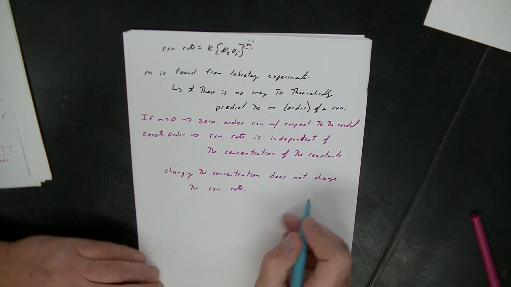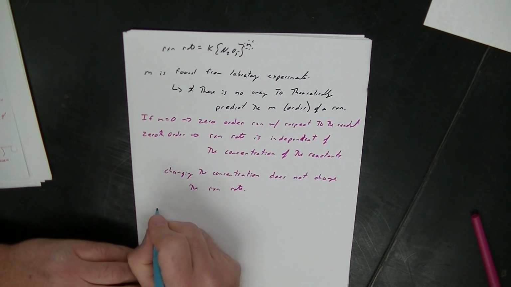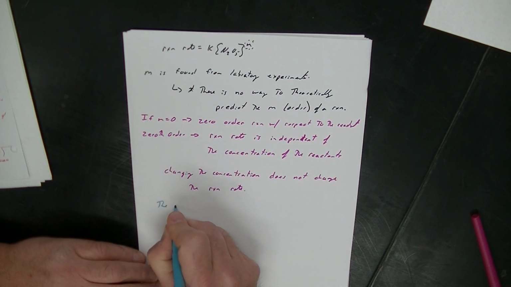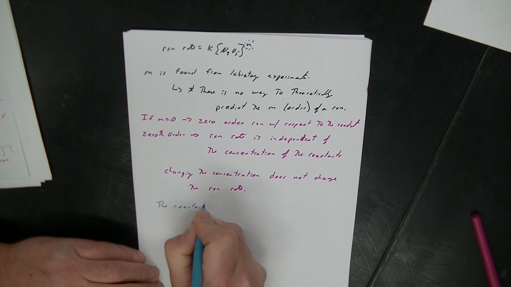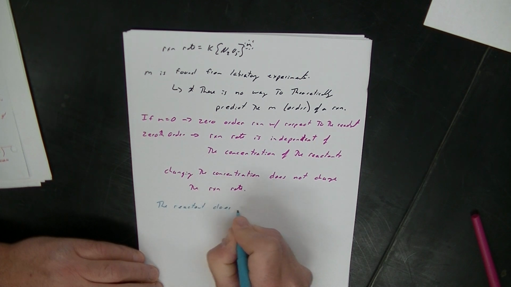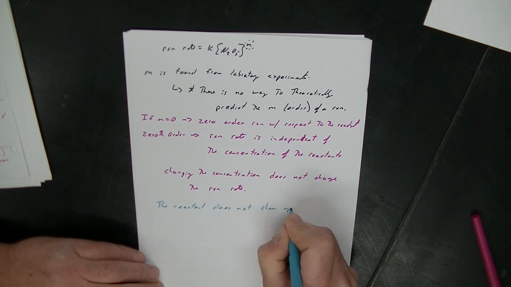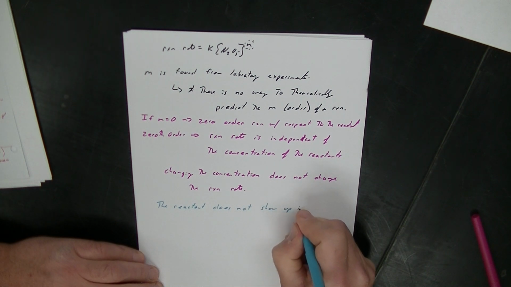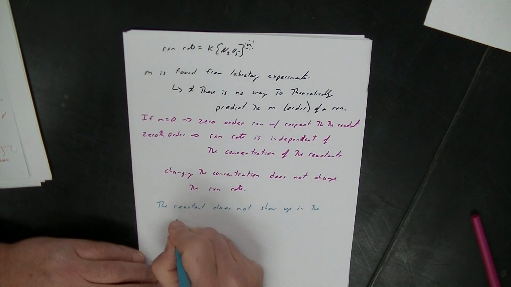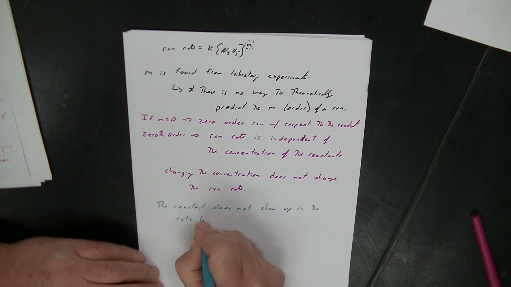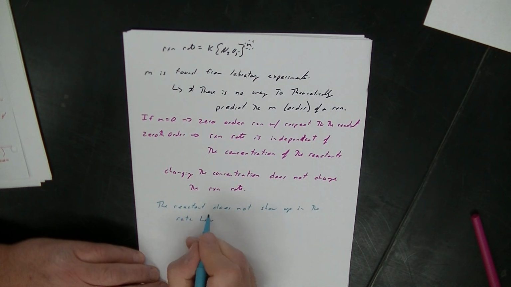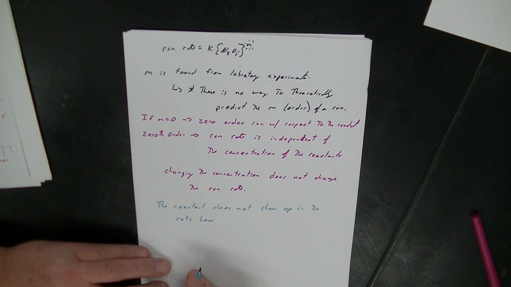If this is the case, if it's zero order, the reactant does not show up in the rate law. Okay? It doesn't show up in the rate law, and here's why.